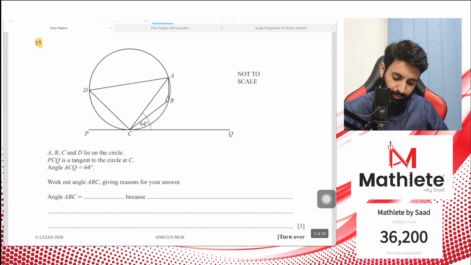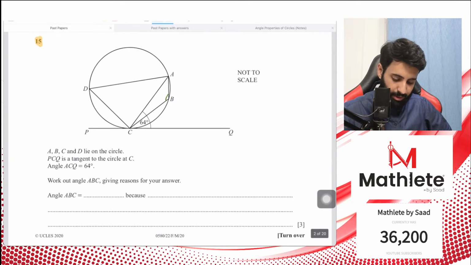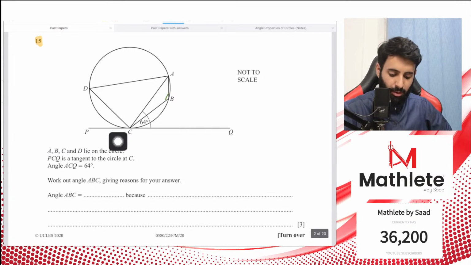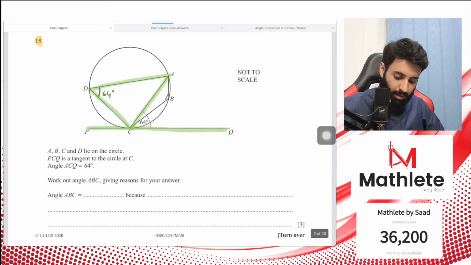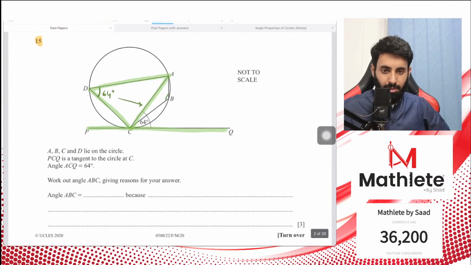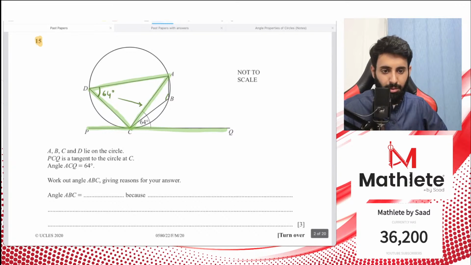Now, you can't immediately work out this angle, which is why it's a 3-mark question. But let's see what we can find out to begin with. Here also, we're going to be using the alternate segment, or you can say the chord and tangent property. Why is that? Because you have a triangle over here and you have a tangent line over here. So this angle that you're looking at will be equal to 64 degrees. That's because the chord opposite to it and the tangent in between make an angle of 64 degrees.